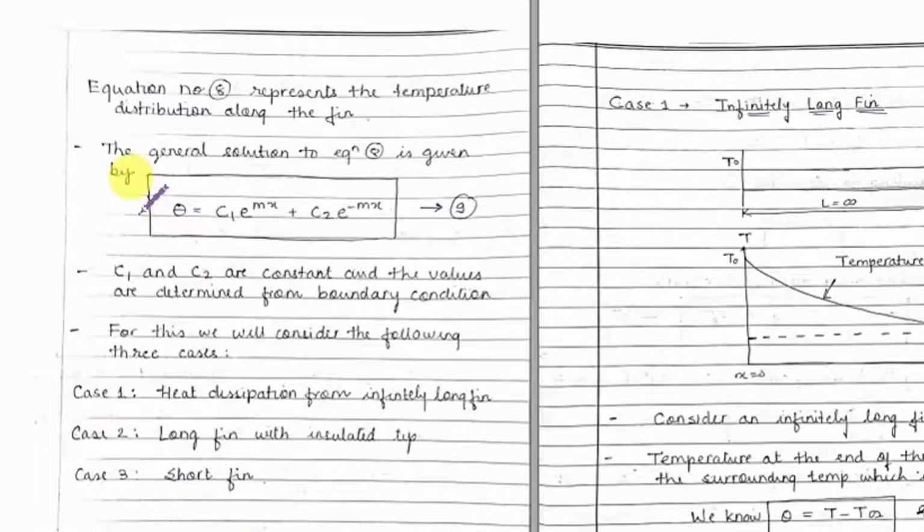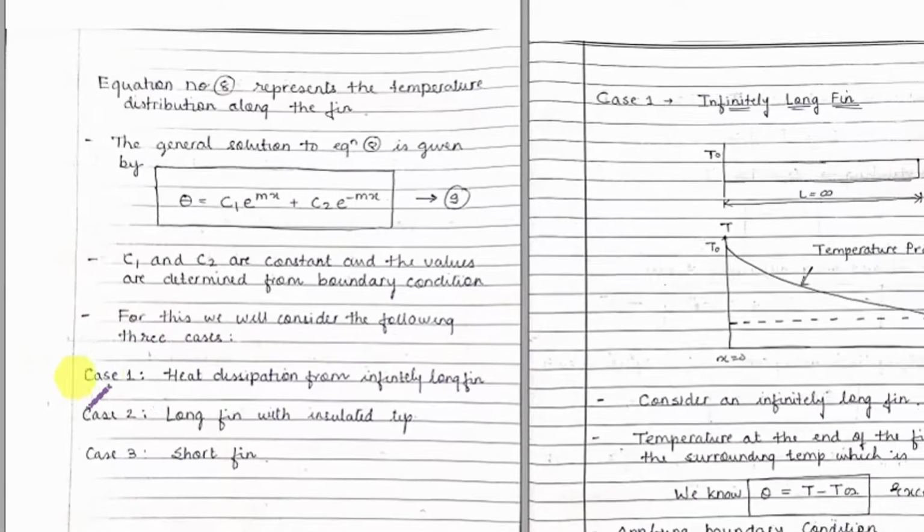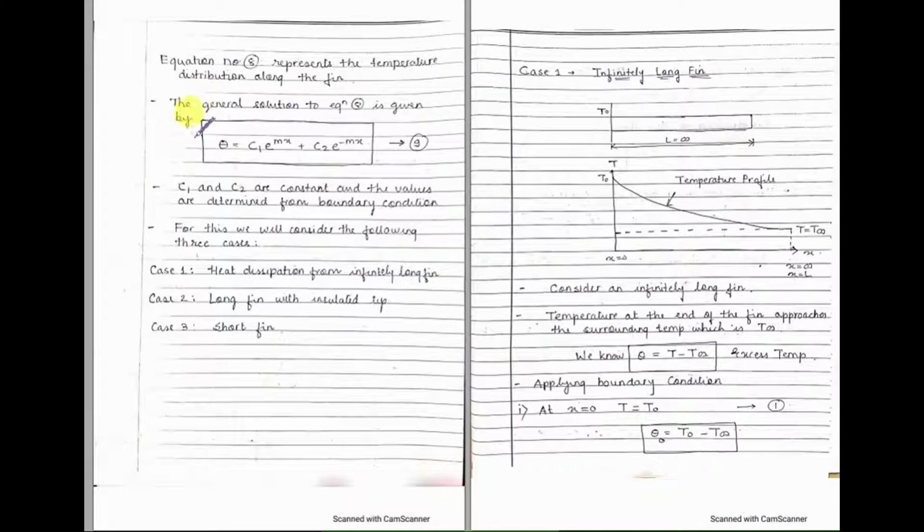So today we will start with the case number 1. What is the case number 1? The heat dissipation from an infinitely long fin. I hope the solution is clear to you. This is the solution which we are supposed to keep in mind: theta is equal to c1 e to the power mx plus c2 e to the power minus mx.